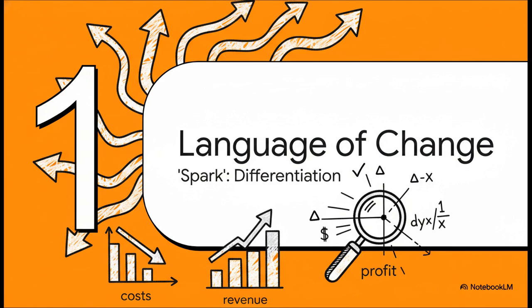Okay, first up, the language of business change. Think about it. Everything in business, from your revenue to your costs, is always moving, always changing. Differentiation is the language we use to precisely describe that change at one specific moment in time. It's the spark, the starting point for all of our analysis.